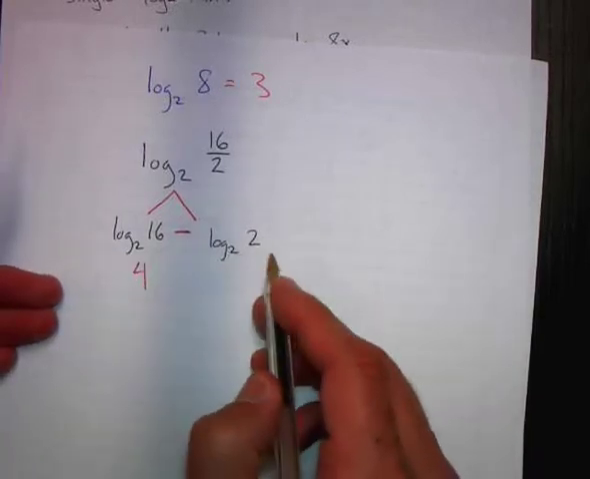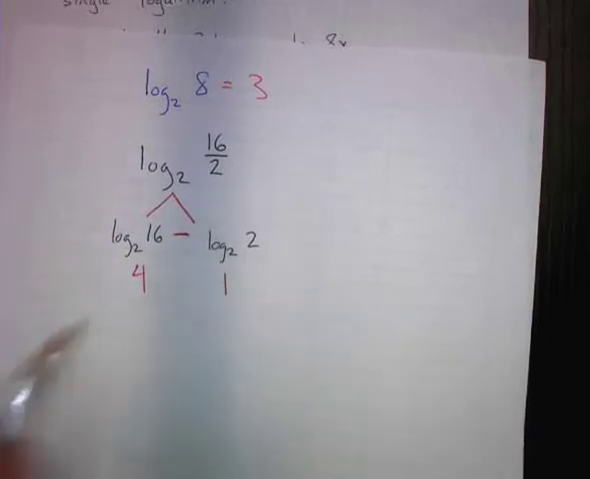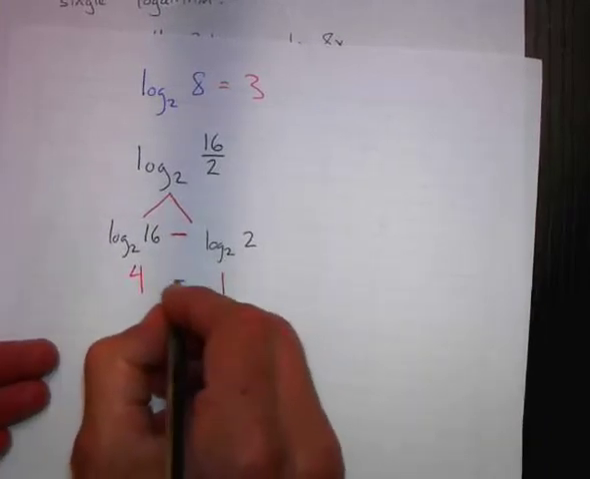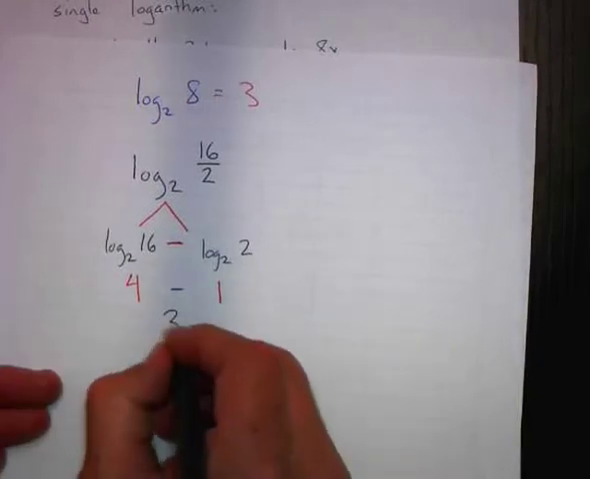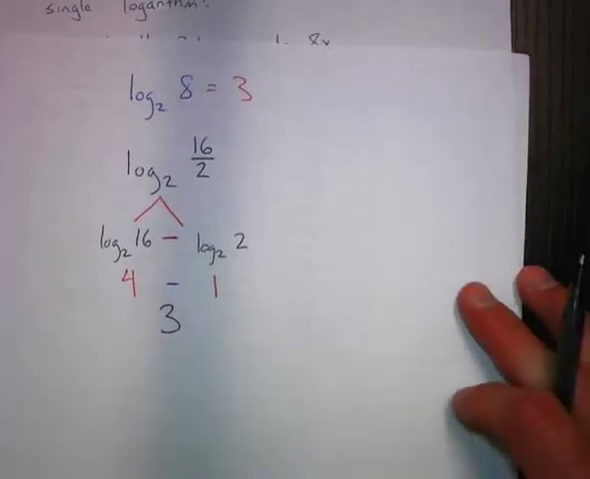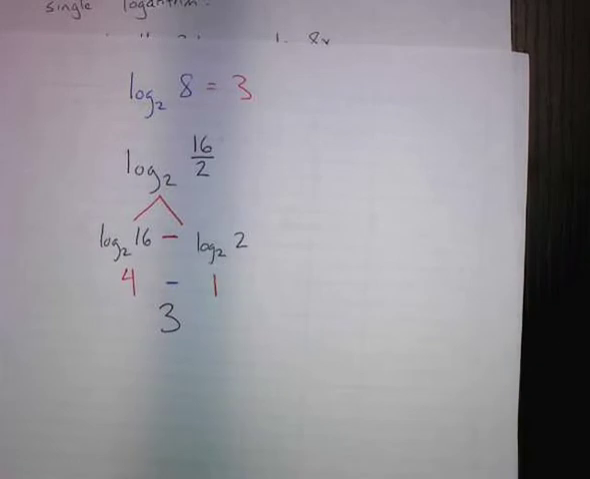2 to what power is 2? We know that's going to be 1. And if we subtract 4 and 1, of course, we're going to get 3. Yay. So that works as well. So we have just seen now in demonstration another property of logarithms.